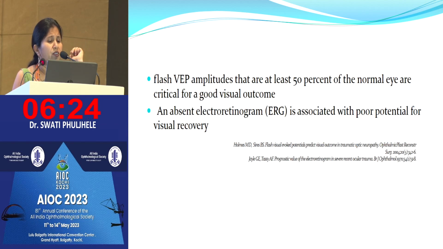As far as electrophysiology is concerned, they may not be able to help in diagnosis of these cases, but they can definitely predict prognosis to a certain extent. So flash VEP of less than 50% of normal amplitude is suggestive of good prognosis. However, an absent ERG is suggestive of bad prognosis.